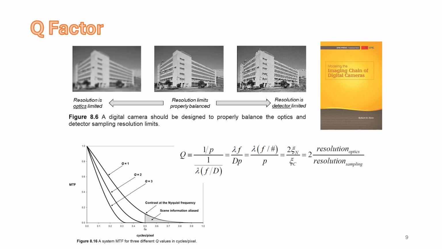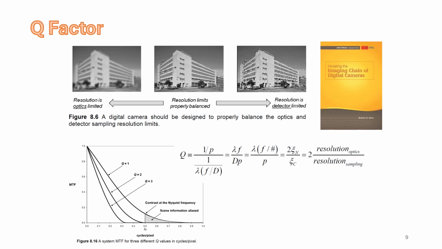So setting Q equal to 2 is exactly matching the bandpass of the optics to the sampling. Q greater than 2 means you're oversampling, and Q less than 2 means you're undersampling. But typically you may choose to oversample or undersample.